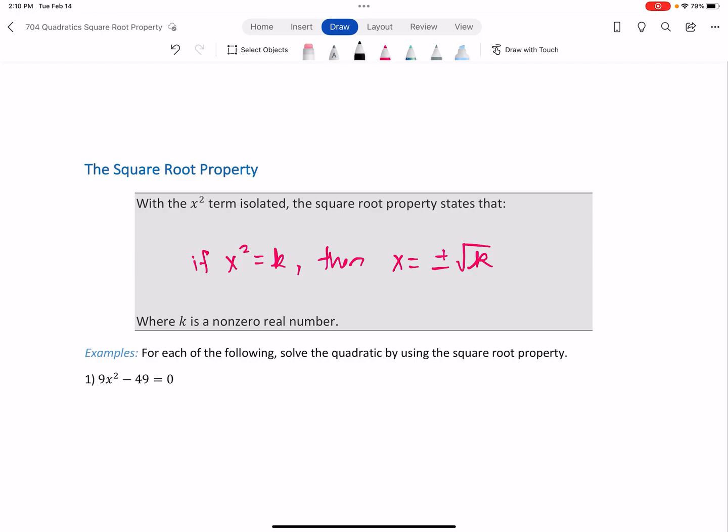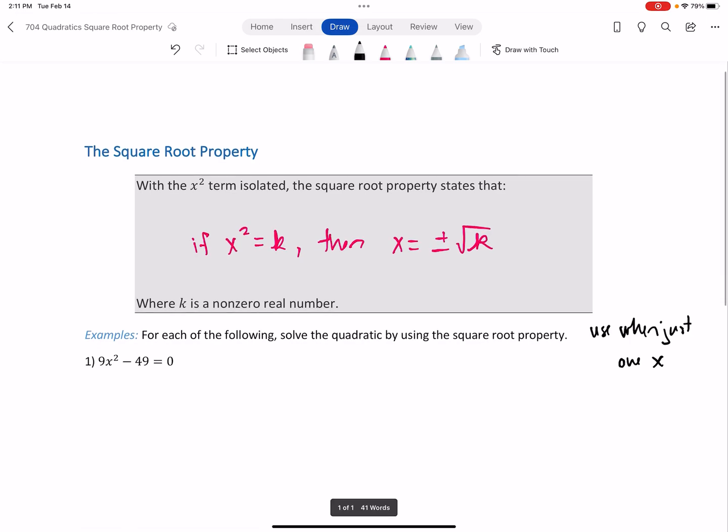I use this to solve quadratics, and it only works if there's no x term, okay? So you have to have just one x. You can use this when there's just one x. You don't have an x squared and an x, you just have an x, okay? You isolate the square, and then take the square root of both sides.